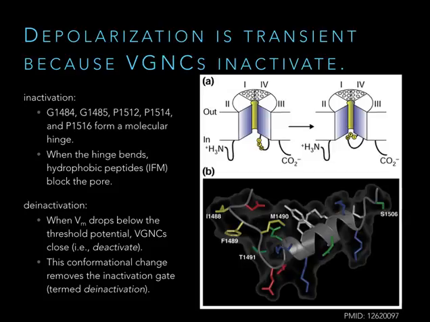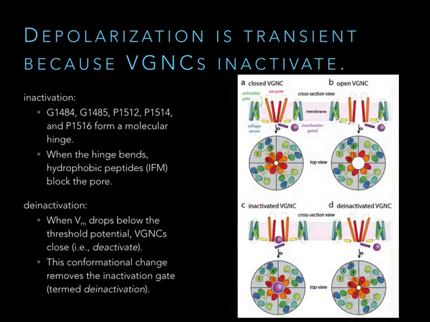Once we drop below threshold potential, then we can de-inactivate. So once the ion pore closes, it pushes out the inactivation gate. Let's have a look at our cartoon here again. So we're going to go from A to B whenever we reach threshold. We reach threshold potential, we pull open the ion pore. If you look at the top view, in A it's closed, in B it's open.